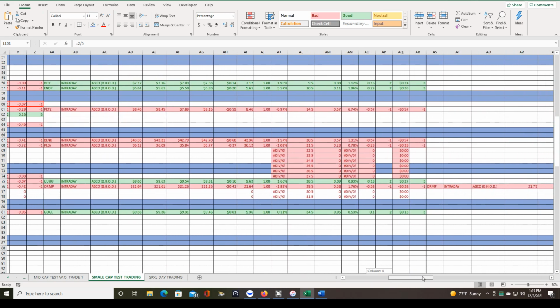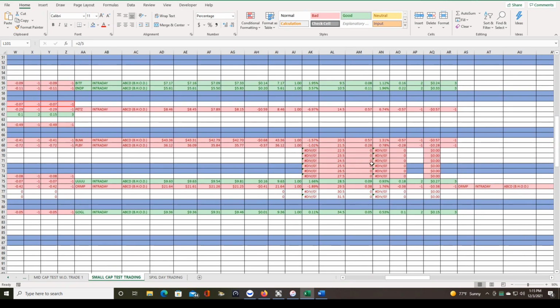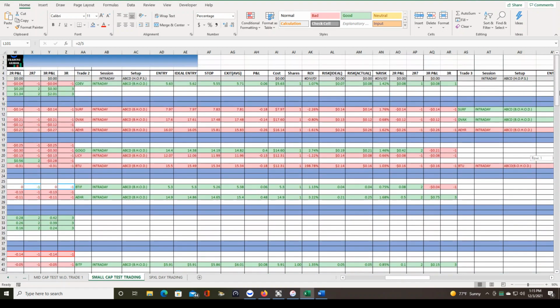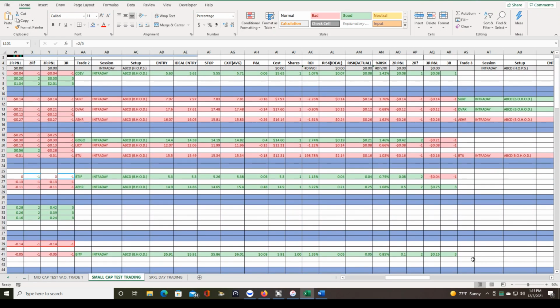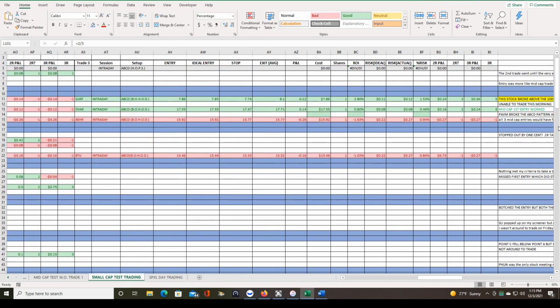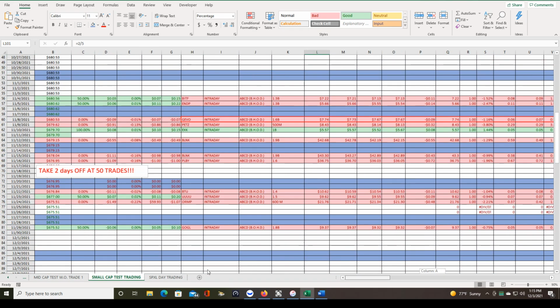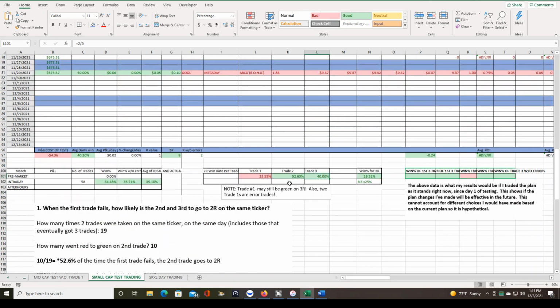And then the second trade, there's quite a bit more green. This is just stuff I need to clean up here on the spreadsheet, but there's a lot more green, at least relative to red, on that second entry. And then the third trade, there's just not that much data here, so it's not that meaningful yet. So let's take a look at the results so far.